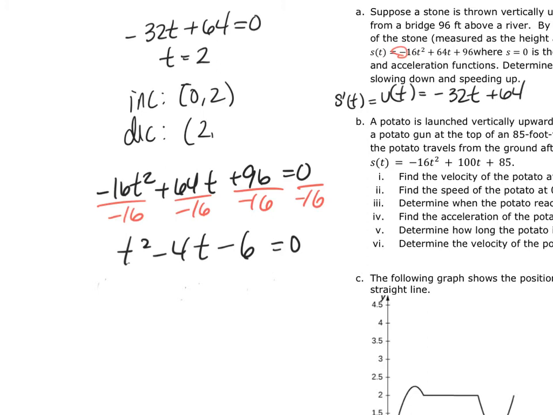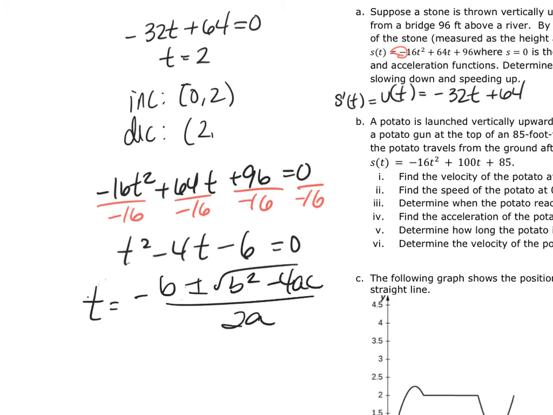Positive 4 plus or minus. So t is equal to negative b plus or minus the square root of b squared minus 4ac all over 2a. And you're going to get a positive and a negative. Does it make any sense to have a negative answer here? That means you're going back into time. So you're going to have to figure out what this is. It's going to be the positive.